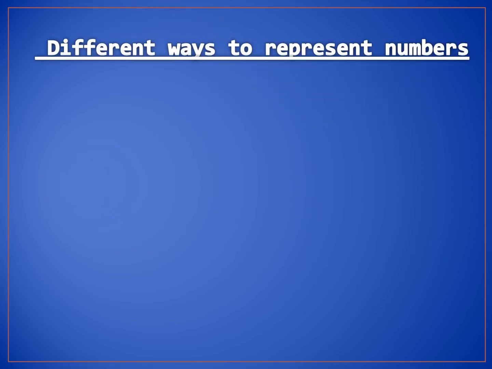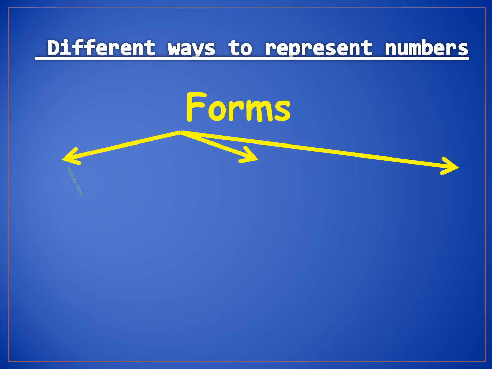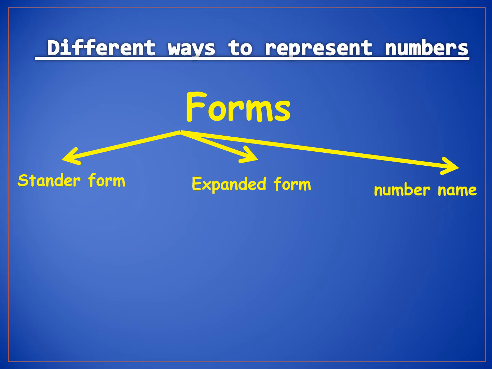After that, let's learn different ways to represent numbers. Of course, you know, guys, that we talked before about three forms for any number: the expanded form, the standard form, and the number name or word form. Also for decimal numbers, we have three forms. The first form is called standard form, and the other form is called expanded, and the last form is called number name or word form.